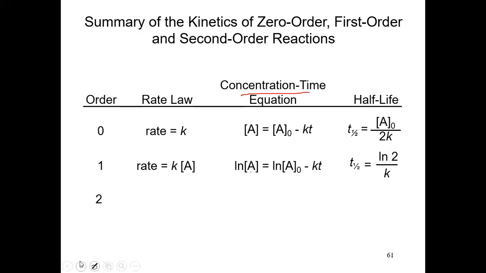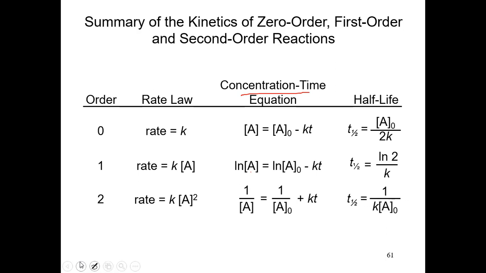Tapos, finally, we have the second order. Rate is equals to K times A squared. So, ito yung equation niya: 1 over concentration of A is equals to 1 over A sub O plus KT. Tapos yung kanyang half-life is 1 over K times A sub O. So, notice that pag second order, yung half-life ay inversely proportional sa initial concentration.